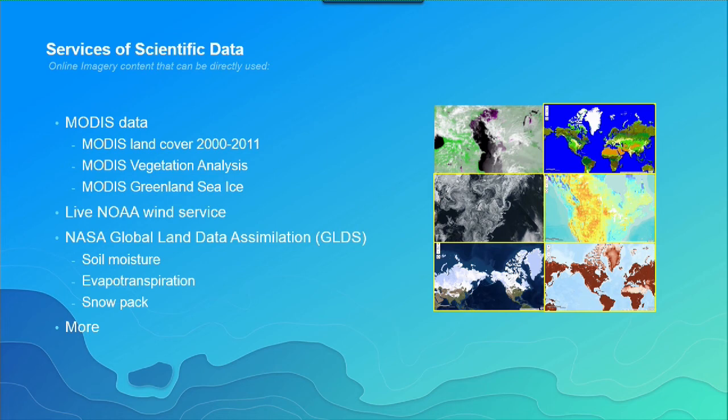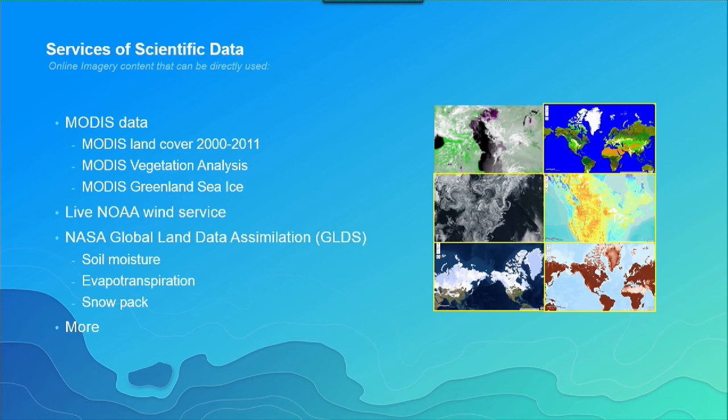Now, once you actually do this kind of thing, we want to serve that data for other people to consume, right? Whether we do it in our Living Atlas, or you as an organization want to do it, different people are doing it, right? Some examples of doing that are MODIS data, which is exposed as a service. We have a live NOAA wind service. We have the NASA global GLDAS service, which shows soil moisture, evaporation, snowpack, and many more.